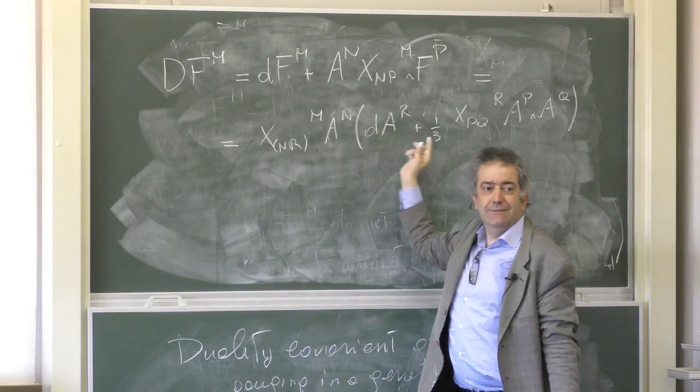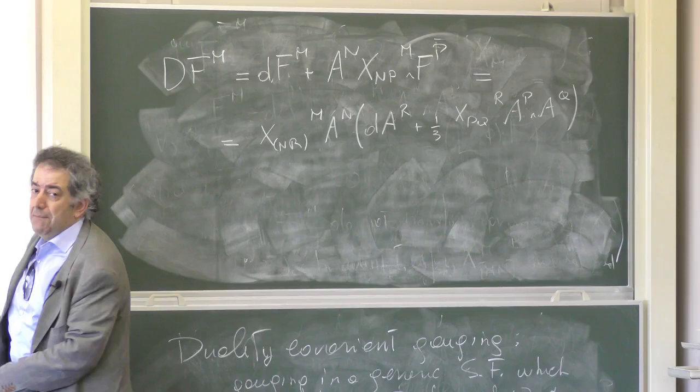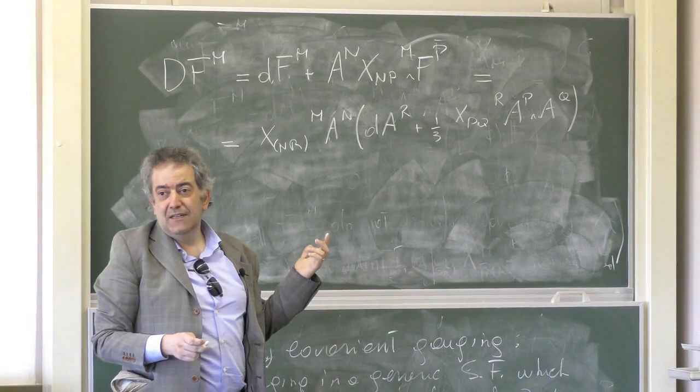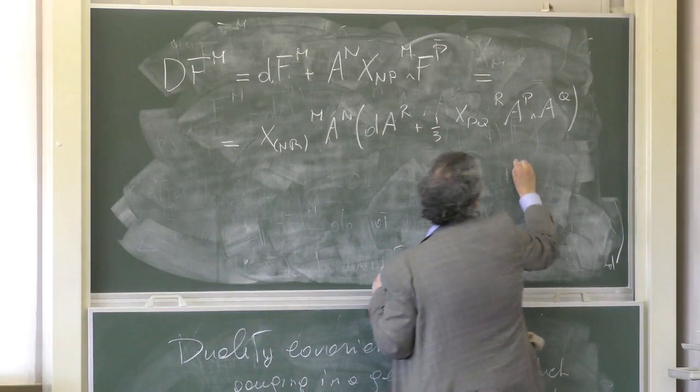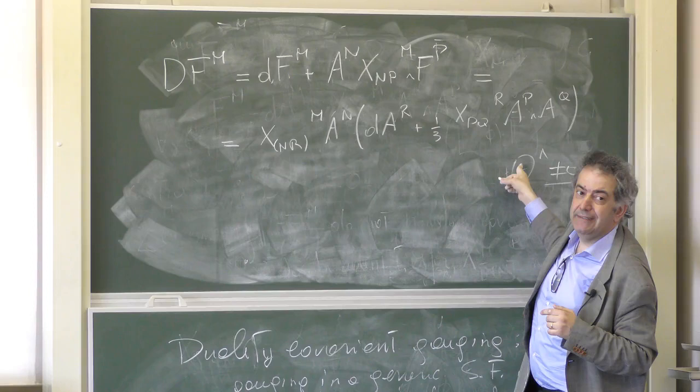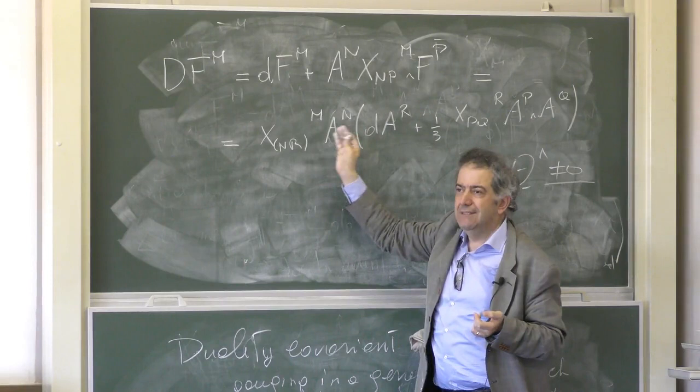So the Bianchi identity is not satisfied. Well, this comes with no surprise somehow, because our embedding tensor has magnetic components. In our framework, in our symplectic frame, the magnetic components of the embedding tensor, which are like magnetic charges, so we would expect the Bianchi identities not to be satisfied.